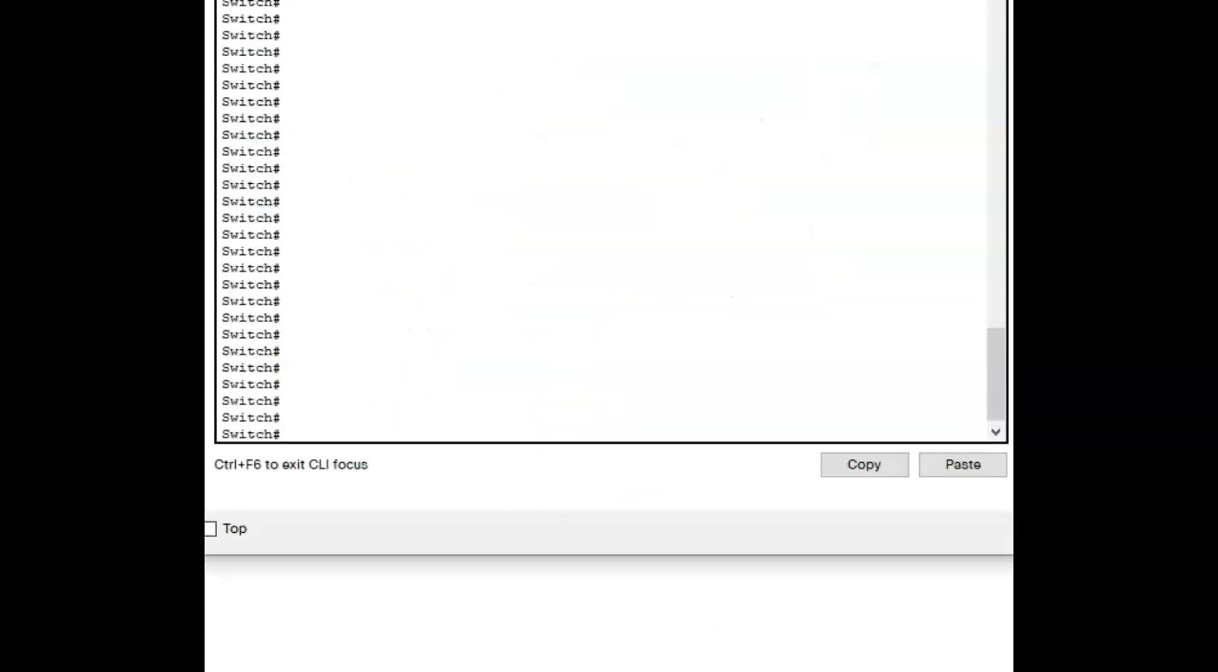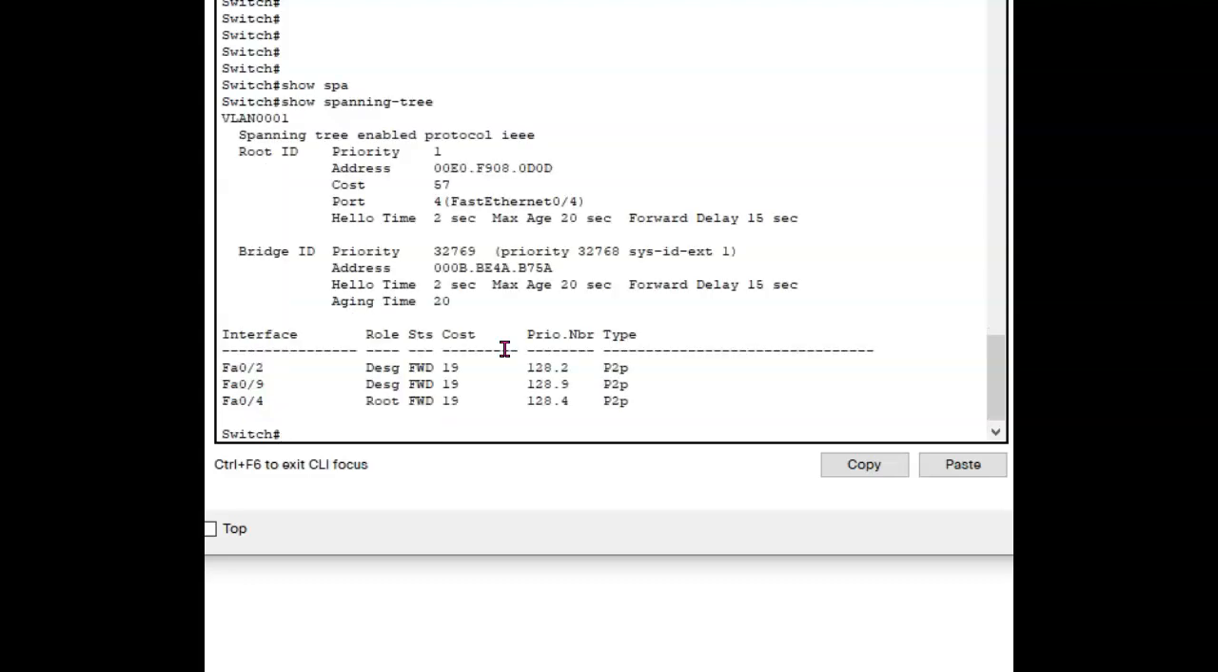So here I am in that switch, and I'm going to type show spanning-tree. And now I get some information here we need to learn how to interpret. First of all, you see that I have an entry for each VLAN that's participating. Right now it's only VLAN 1. Now I have two sections down here: the information about the root bridge and information about this particular switch.